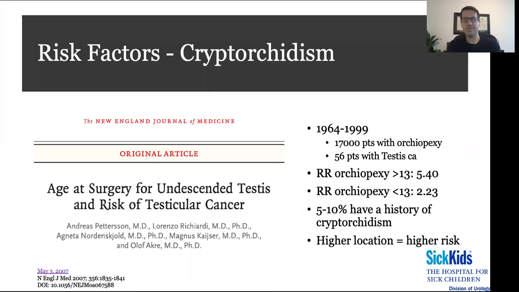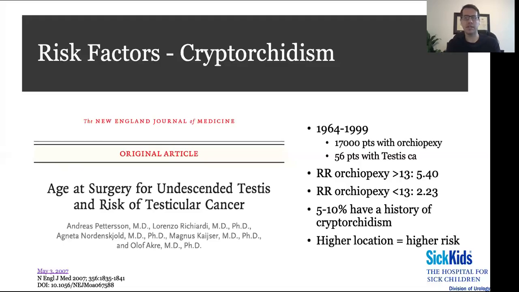So they also noted in this study that the higher the testicle at surgery, the higher the risk of testicular cancer. So when I counsel patients and parents after orchiopexy, I always explain this risk in detail because it can be concerning. They may search this online and find this information. And the main thing that I want to do when I see these patients is provide context.